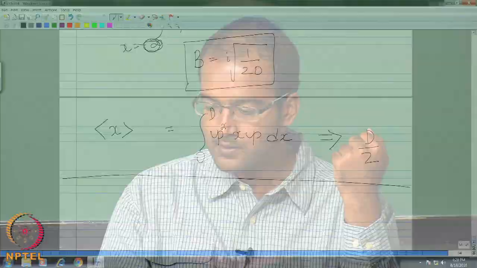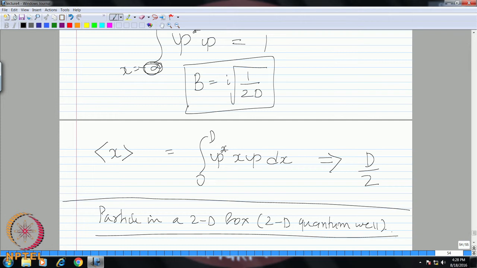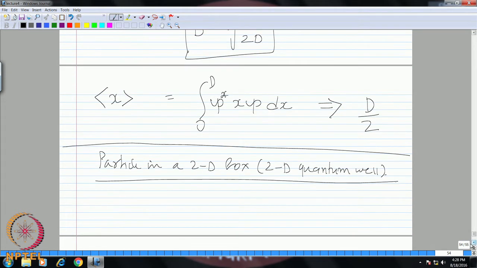Now, the next thing we will do is go from 1D to 2D. We will talk about a particle in a 2D box or quantum well. This is a 2-dimensional quantum well. The previous case was a 1-dimensional well where the particle can only move in the plus x or minus x. Now, it can move along y as well. It just looks like our conduction problem where we consider a slab, a rectangular or square slab. So, let us consider a square well now.